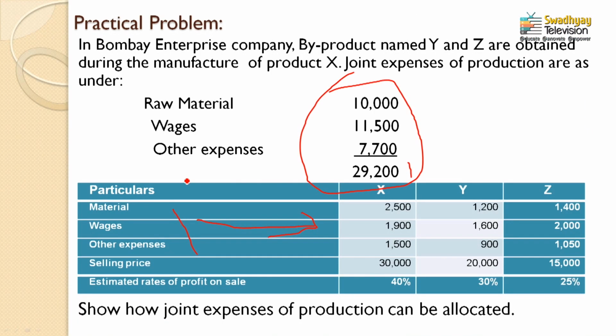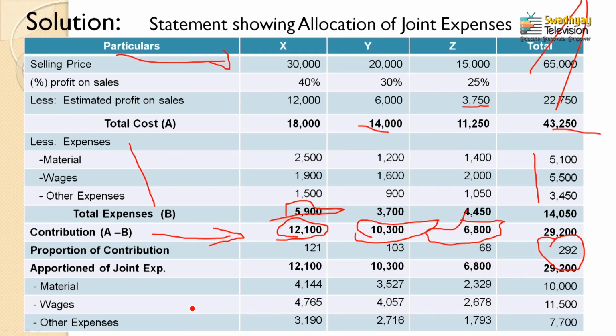See the question. First expense jointly incurred, that is material. How much is it? 10,000 rupees. Now here in this question, the material of 10,000 rupees is distributed in the proportion of this. How would it be distributed? It would be distributed in this proportion: 1 to 1, 103 and 68. So now 10,000 multiplied by 121 divided by 292 comes to 4,144. So this is your material expense incurred for product X.